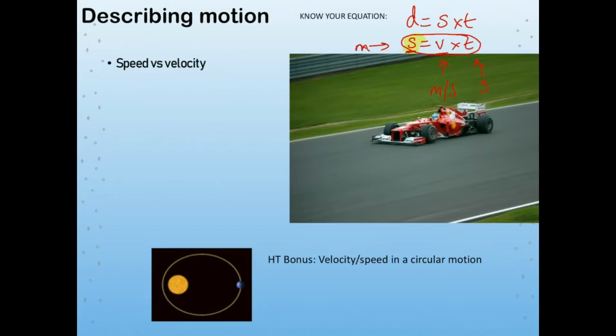That's a really good start point. So velocity is a vector, so again that has a magnitude and it has a direction, whereas speed just has magnitude. And that's basically the importance of it.